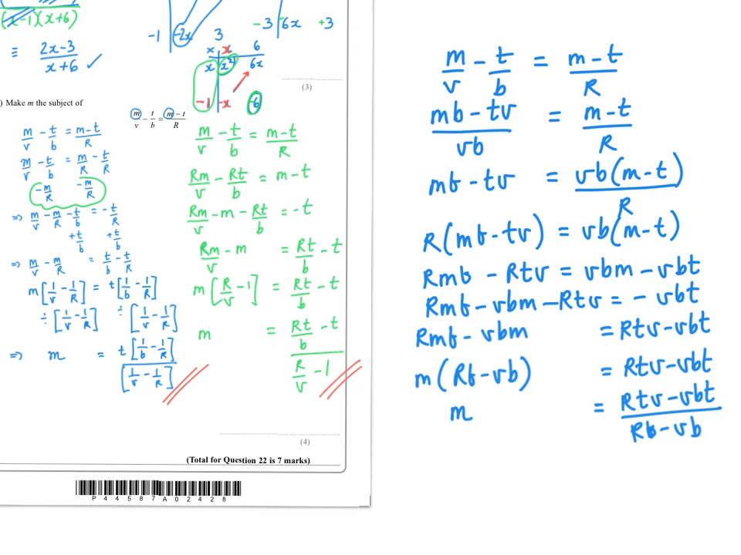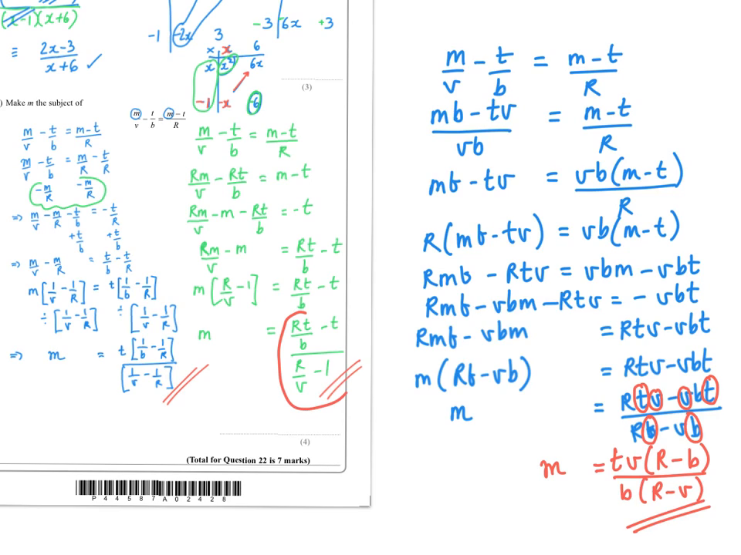What I'm going to do is look at a common term here in the numerator. So we've got t and we've got v. So I'll take t, v out, and I'll have r minus b here. And then here I've got a b here and a b here, so I can take that out and have r minus v here. So that's probably the nicest way of dealing with it. This is exactly the same as this, as is this, but they all look remarkably different. And that's the joys of algebra.